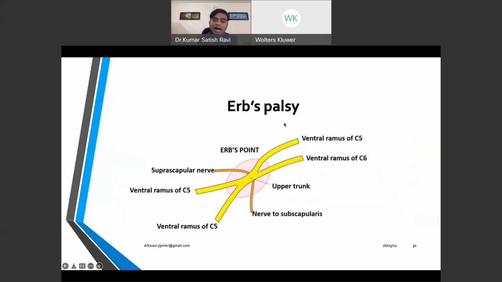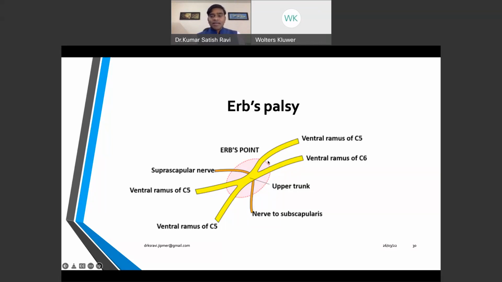So when you see this Erb's palsy, I said this upper trunk is formed by the ventral ramus of C5 and C6, right? That is the upper trunk. Now the upper trunk divides into two, that is the anterior division and the posterior division. The meeting point of the 6 nerves is called the Erb's point. Very commonly this question is asked: what is Erb's point? So enumerate the 6 nerves which meet and form the Erb's point.